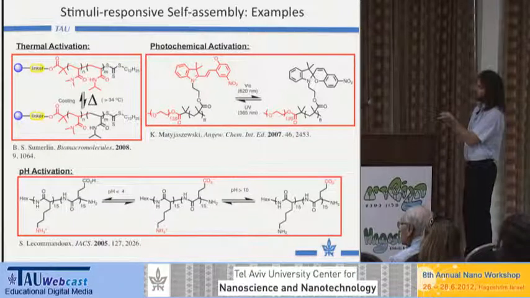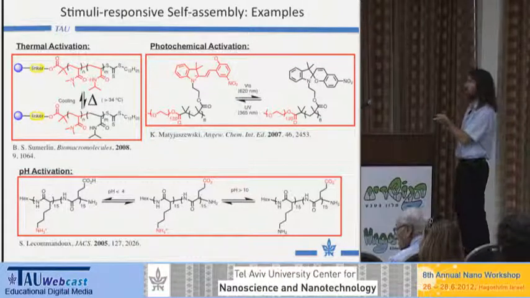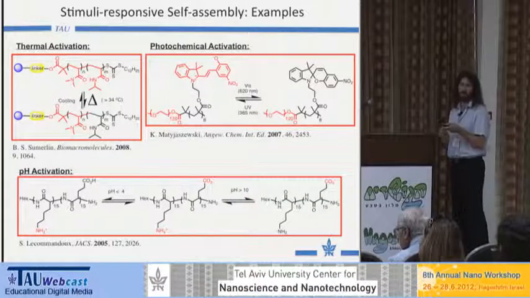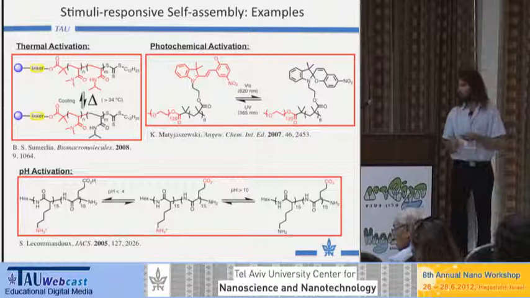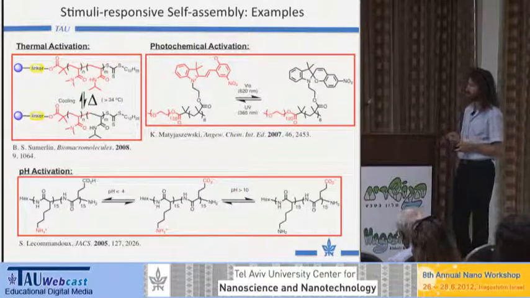Or people have used, for example, a diblock of lysine and glutamic acid, changing the pH to change the nature. For example, if you go to pHs higher than 10, the amines are not protonated anymore, and then this block becomes hydrophobic, and the whole polymer self-assembles.